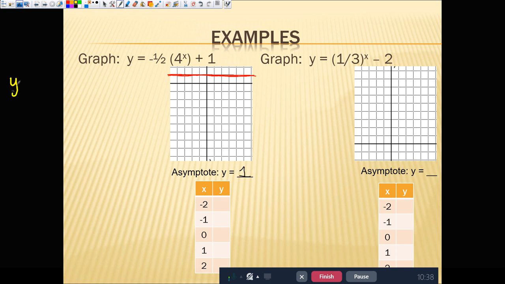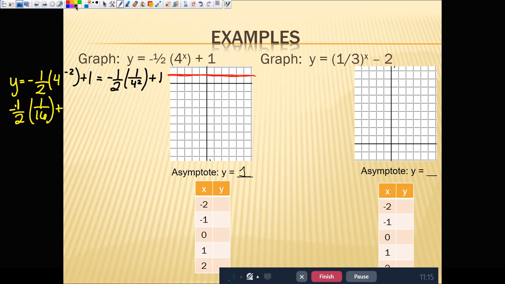So I'm going to have y equals negative 1/2 times 4 to the negative second power plus 1. So that's going to be negative 1/2 times 1/4 squared plus 1. So that's going to be the same thing as negative 1/2 times 1/16 plus 1, which would be negative 1/32 plus 1. And 1, we can make that 32/32. So 32 minus 1 would be 31/32, which is almost 1. So that makes sense, because it's going to be almost at 1, but not quite there.